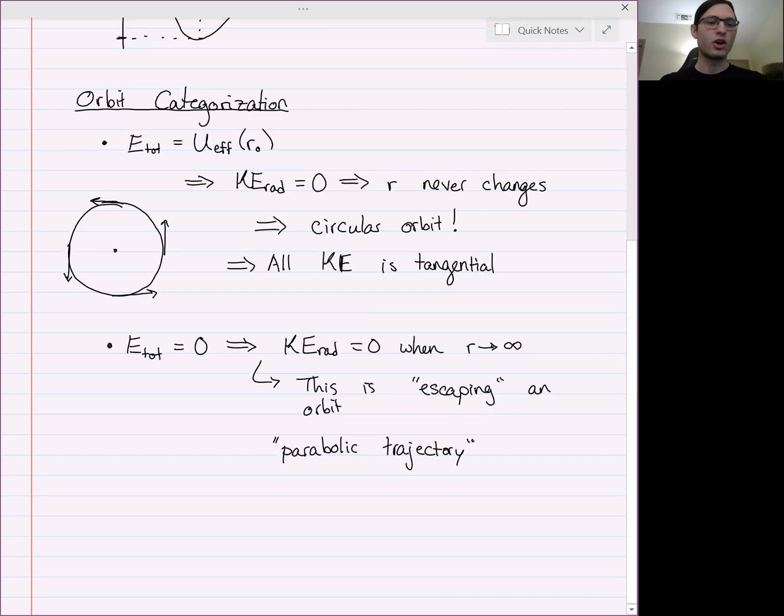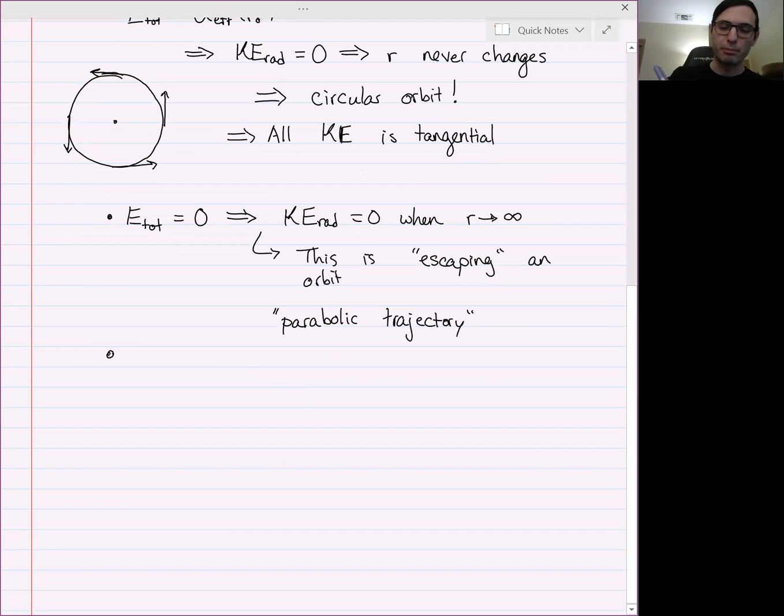And so the reason it's called a parabolic trajectory is because if you were to draw this, like if this is the orbiting body, and then you have your object starting out here, and then it's going around, it actually forms a parabola. And so that is the shape of the trajectory. It forms a parabola with the source of the gravitational force at the focus of the parabola.